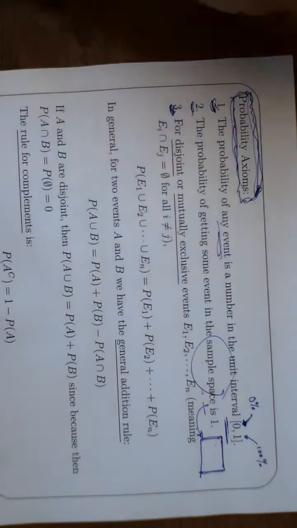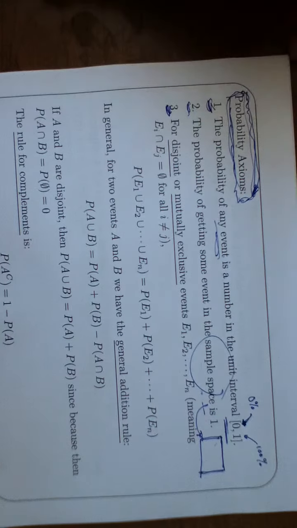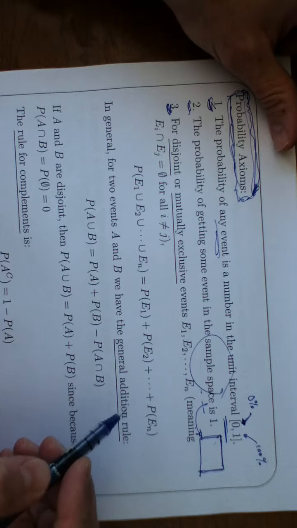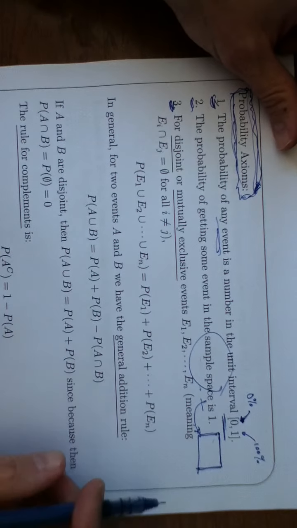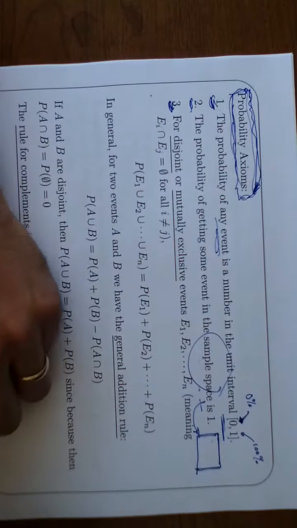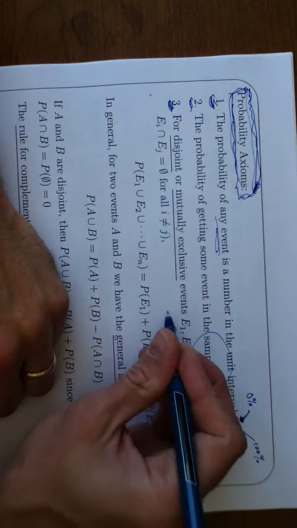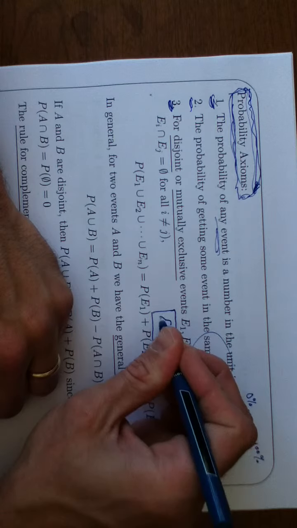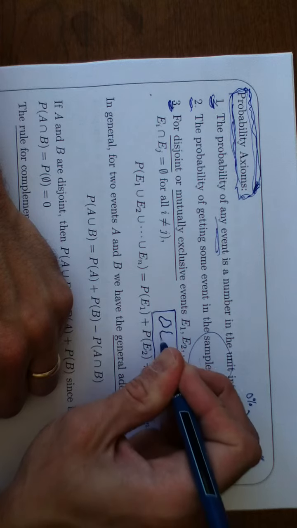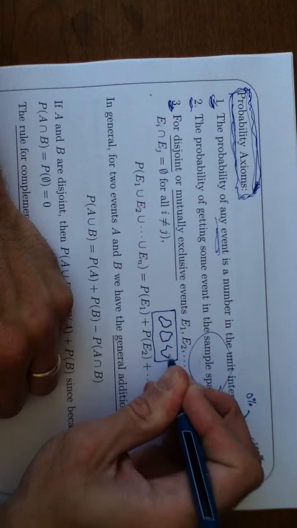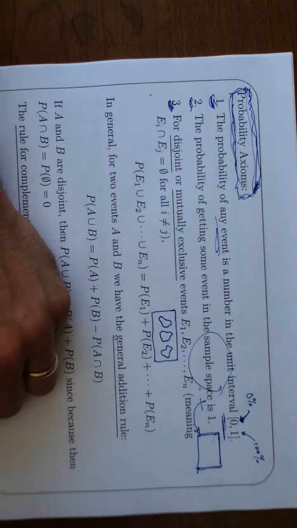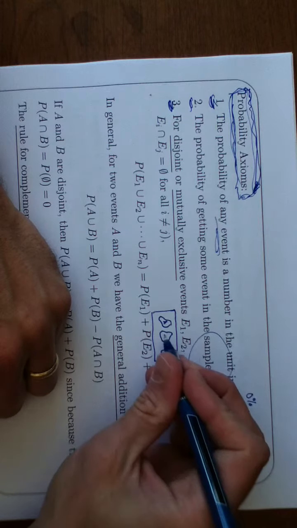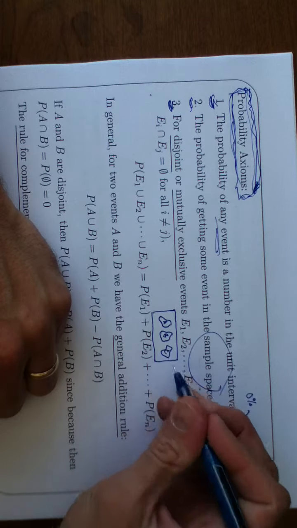If you have disjoint or mutually exclusive events, E1, E2, etc., then the probability of their union is equal to the sum of the probabilities. What that means is, first of all, events are disjoint if they don't overlap. That is, if they cannot occur at the same time. These events are disjoint, okay? Maybe this is the event that you get an A in your class, and this is the event that you get a B, and this is the event that you get a C.